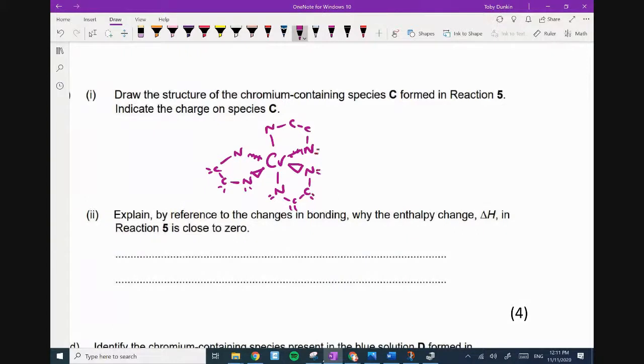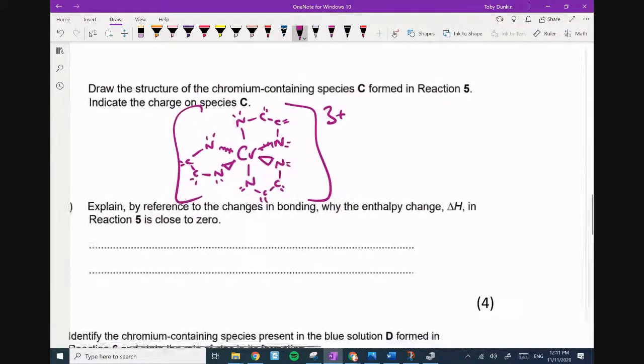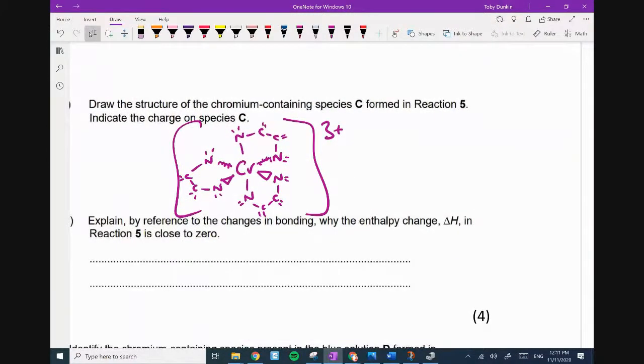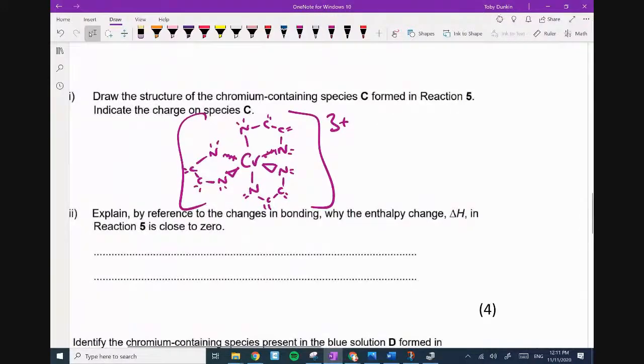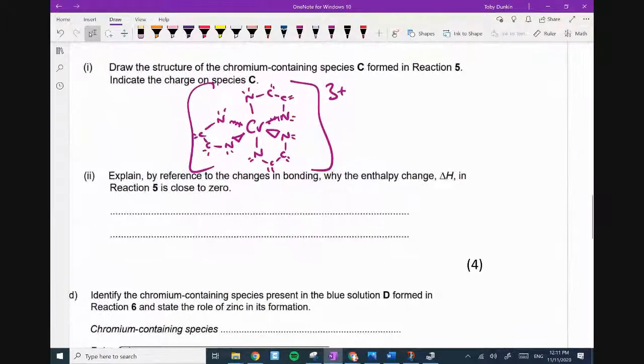Takes practice. There we go. Put it all in. All those are H's, square brackets, and that's going to be 3+ because ethylenediamine is a neutral ligand. Isn't that nice? Wow, that was tough. So 3-dimensionally as well. So indicate the charge. Perfect. Okay, explain by reference to charges and changes in bonding why the enthalpy change for reaction 5 is almost 0.